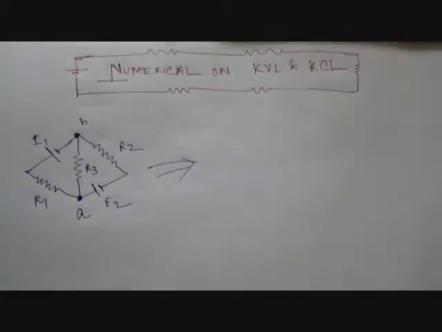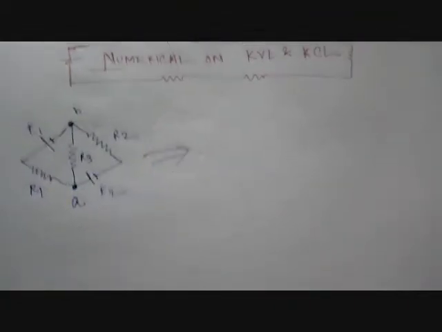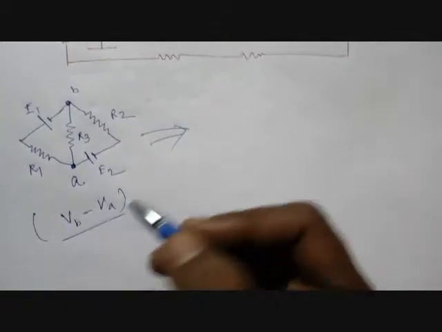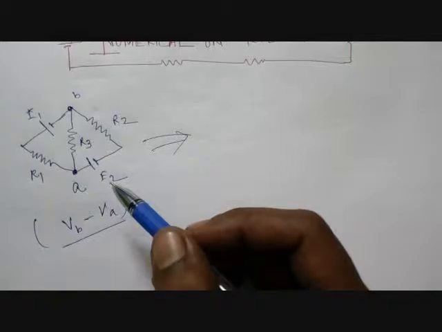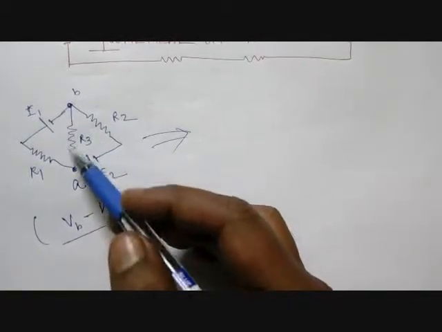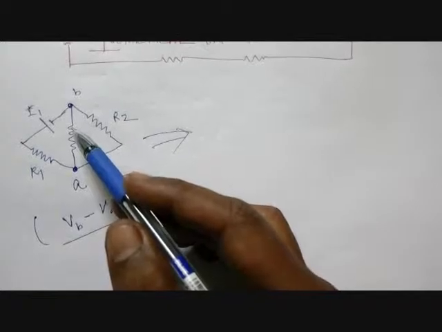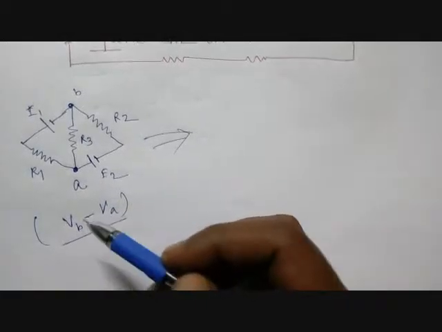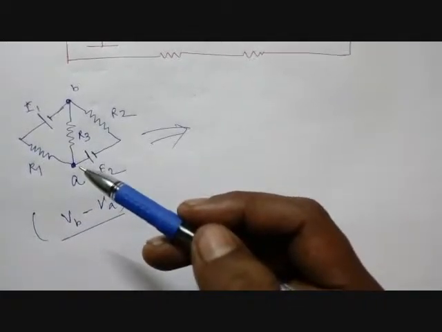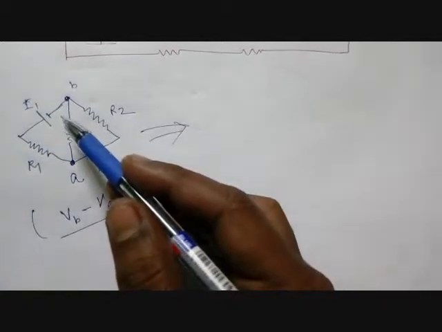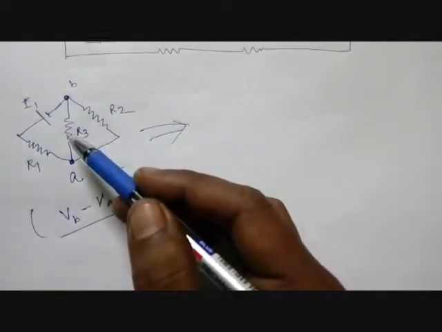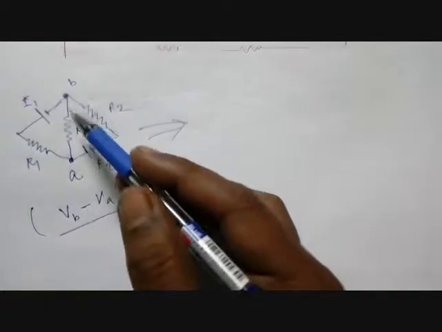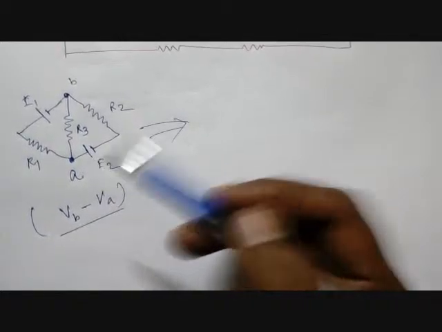The question is, you need to find the potential difference between A and B, or better to say VB minus VA. You can simply find that by finding the current through the resistance R3 and multiplying it with R3. I repeat, if you find the current through R3 and multiply it with R3, you will get the potential drop on R3, which is between B and A. So let's redraw the circuit.